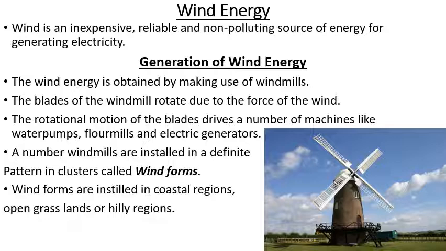The rotational motion of the blades drives a number of machines like water pumps, flour mills and electric generators also. They have the capability to drive a number of machines like water pumps, flour mills and electric generators. A number of windmills are installed in a definite pattern in clusters called wind farms. They generate a large amount of electricity.